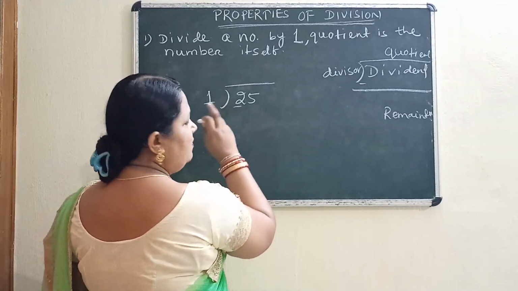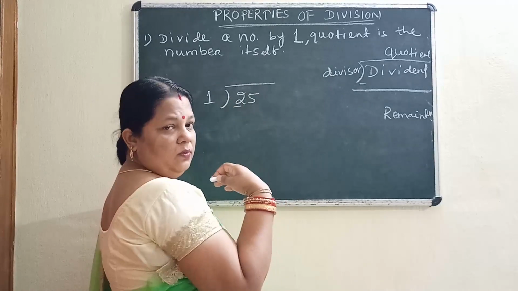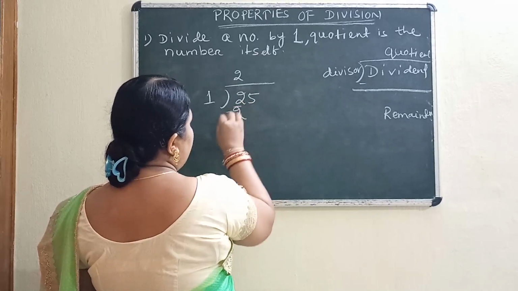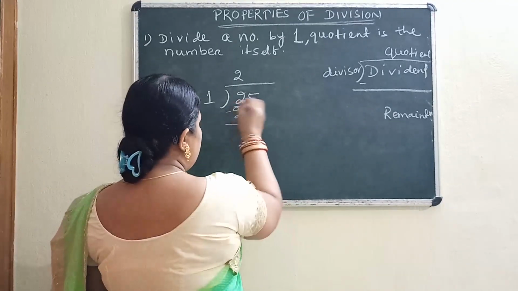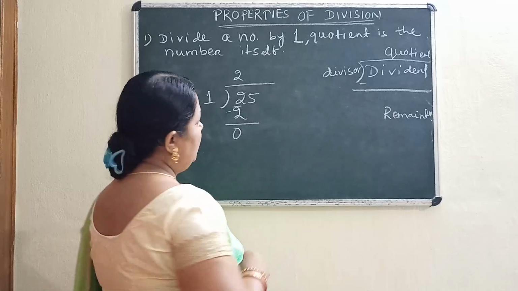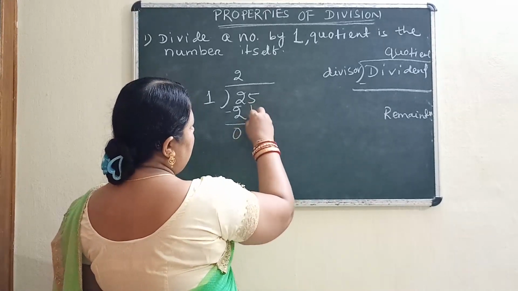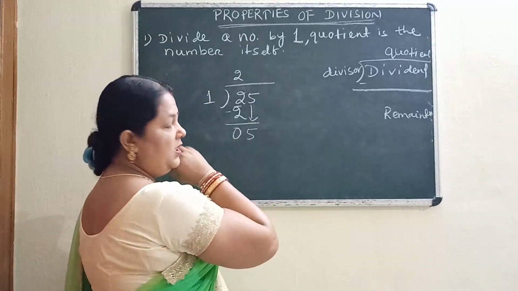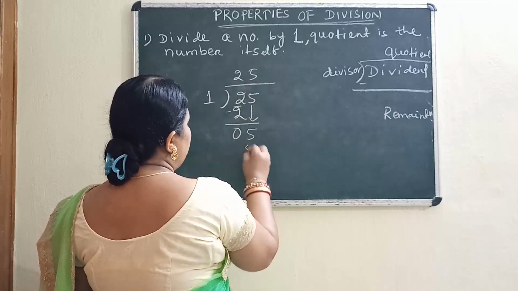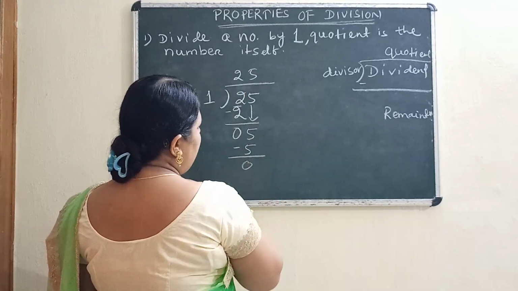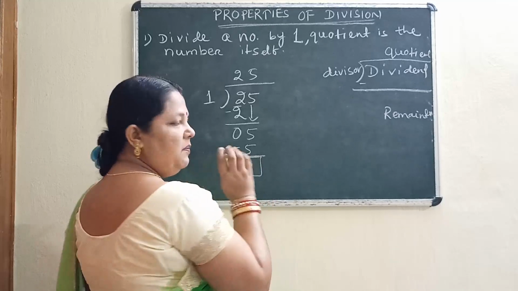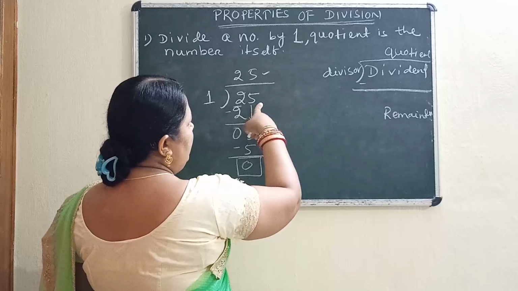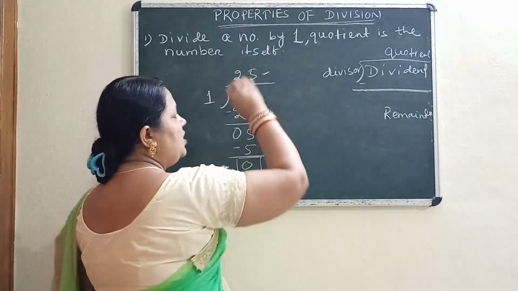So 1 ones are 1, 1 twos are 2. Then 2 minus 2, how much is left? 0. Then what to do? Another number is there, so 5 comes down to the second step. Then again we call out the table of 1: 1 fives are 5. Minus it, 0. A 0 remainder means it's completely divisible. And how much did we get as quotient? 25. Our dividend was 25 and we got the quotient also 25.